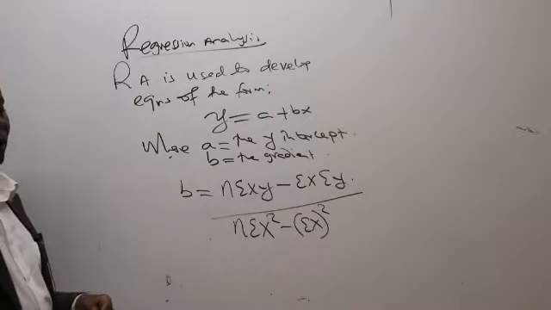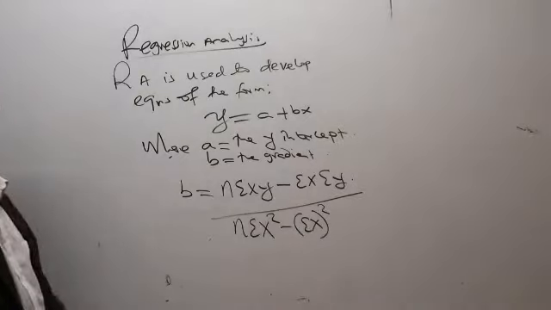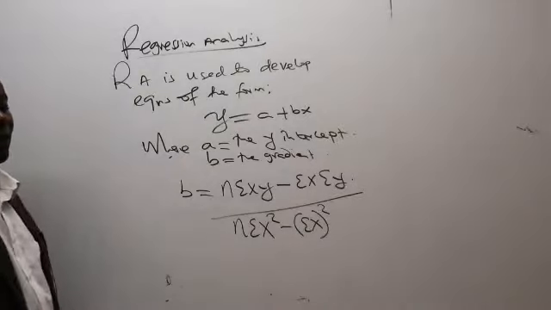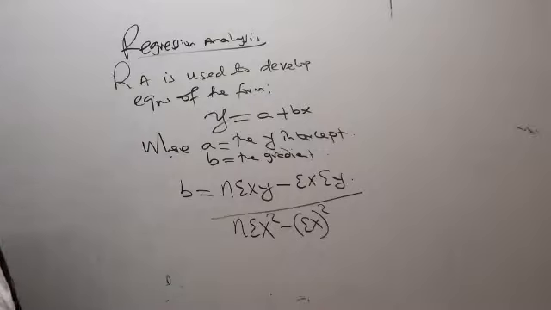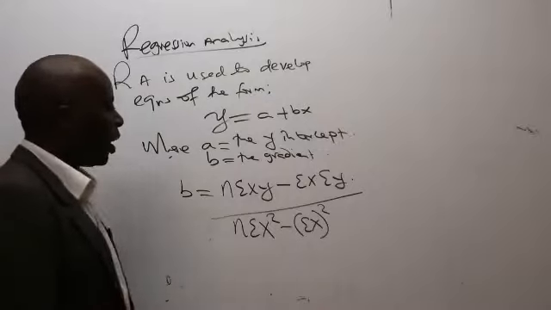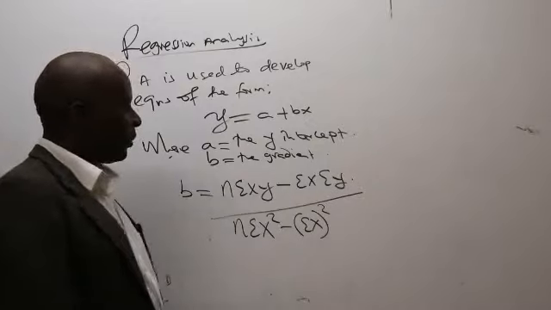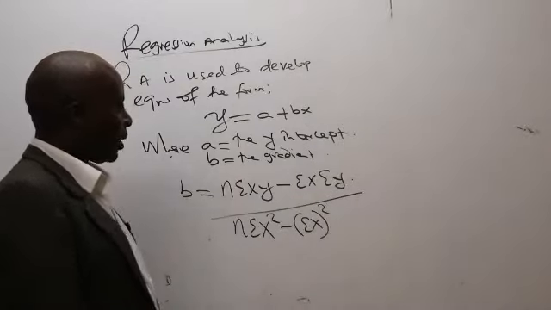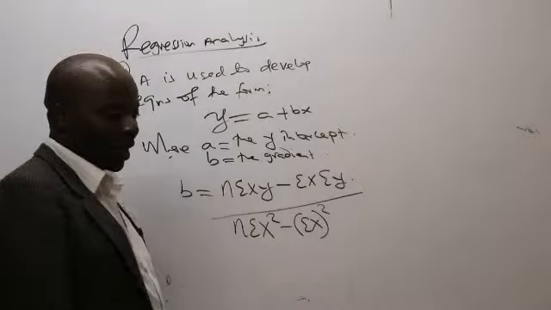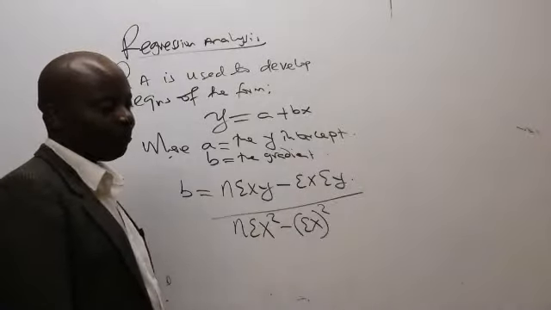The formula for getting b: n summations of xy minus sum of x, sum of y, all over n summations of x squared minus open bracket summation of x squared, like that.